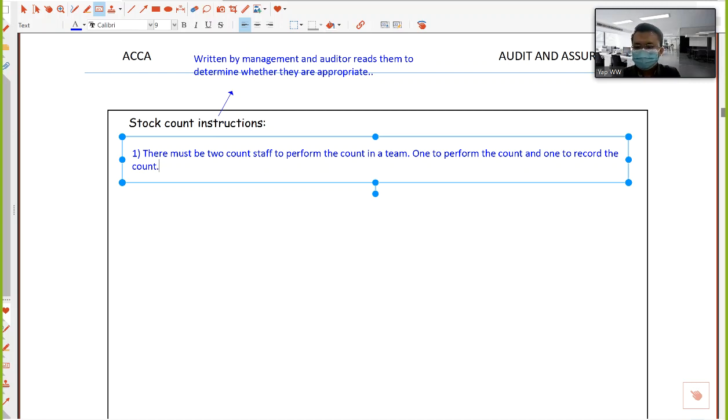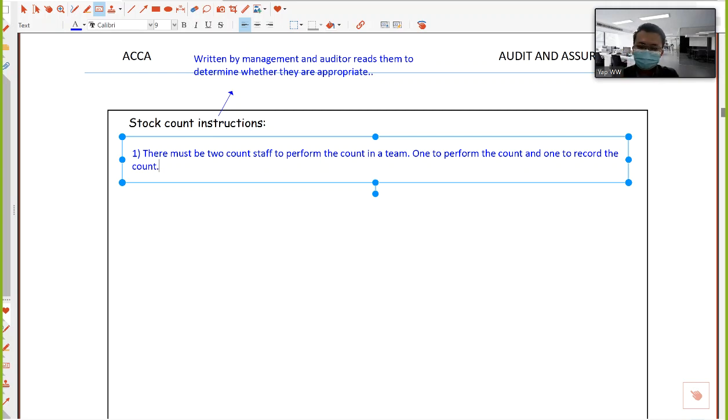So the auditor will ask the management how your staff will count the stock. The management replies and says, oh, we have a team. One team, one person. Send in all the staff, go into the warehouse and perform the count. The auditor will immediately say no, because this is a weakness. You cannot have one person do the count. How can one person do the count? Surely there is a problem. What problem is that?